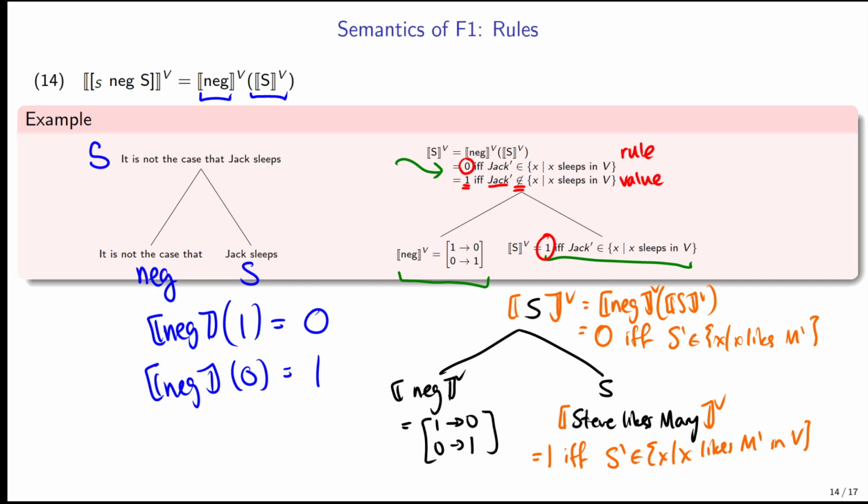I'm not going to write in V just because I need to save space here, but I should. So if it's false if S prime is in the set, that means it's true if S prime is not in that set. Okay, so there's 2 examples there. That's how negation works.